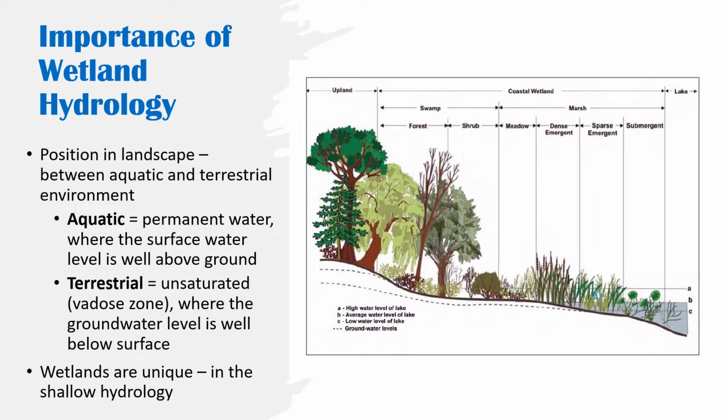So wetland hydrology is actually very important due to its position in the landscape. Wetlands exist between the terrestrial uplands and the aquatic environments such as lakes as depicted in this figure. The transition zone in between allows for shallow hydrology, whether it's at or near the surface. And this makes wetlands unique, where they can range from submergent wetlands, shrub wetlands, or forested wetlands.